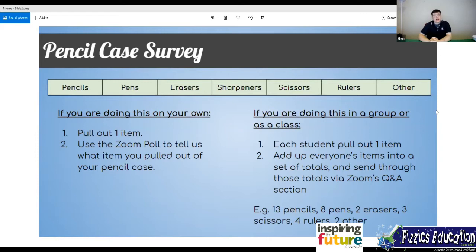So if you pulled out a calculator, other. If you pulled out a compass, other. If you pulled out a hair tie, other. If you pulled out a snake, other, right? If you pulled out a shoe, other, right? I hope no one has snakes in their pencil case. It could be lolly snakes. Oh, yeah, I suppose. Okay.